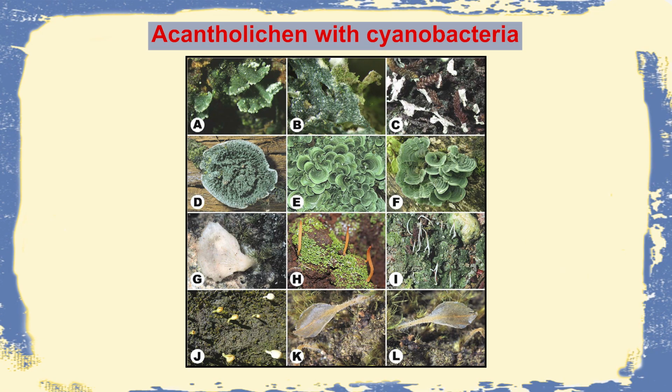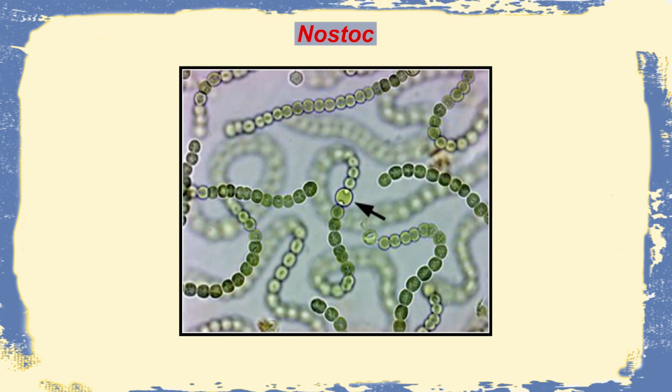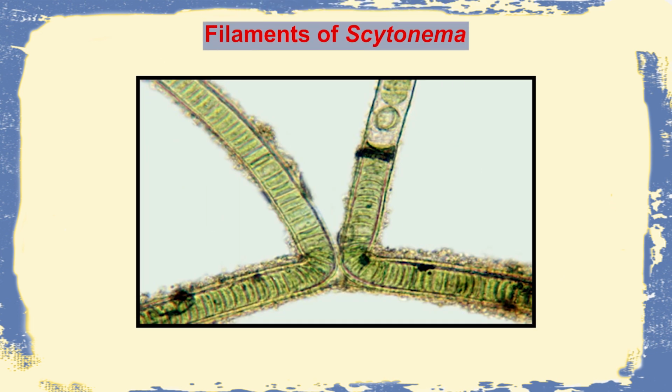There may be another type of algae, the cyanobacteria or blue-green algae, and this will impart a blue-green color to the lichen, and it is also called the cyanolichen. The cyanobacterial counterparts include Nostoc, which is a filamentous blue-green algae, and Scytonema, which is also a filamentous cyanobacterium, but which is branched.